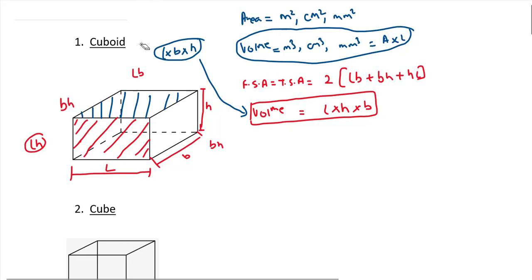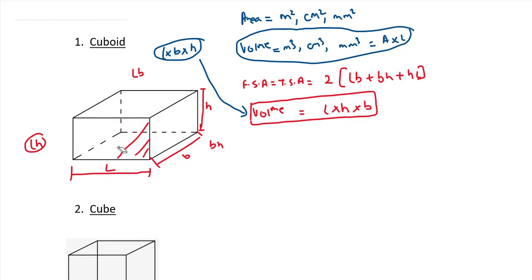Now we will see two other important formulas related to cuboid. One is the formula for face diagonal and other is for body diagonal. So let us name this figure first.